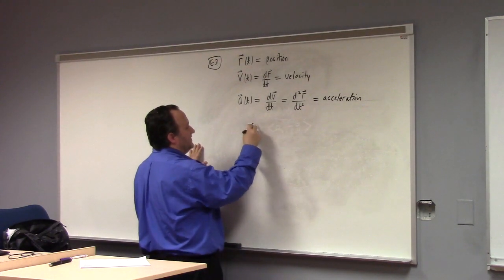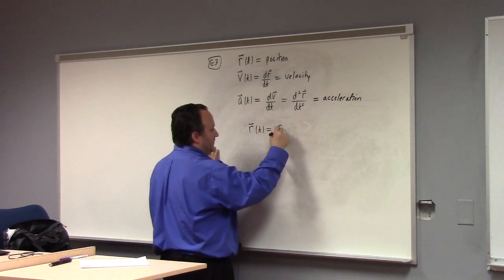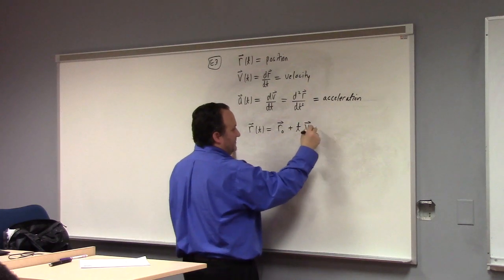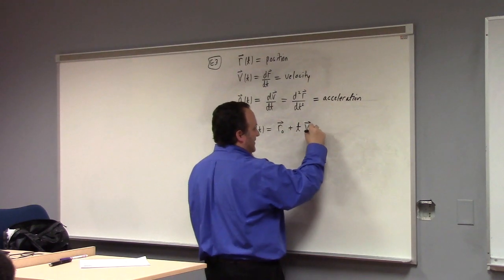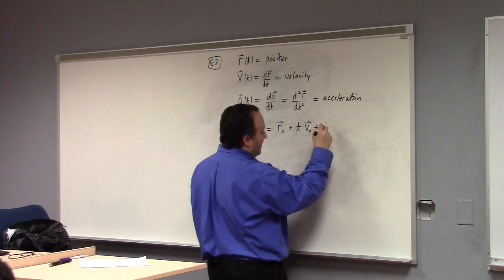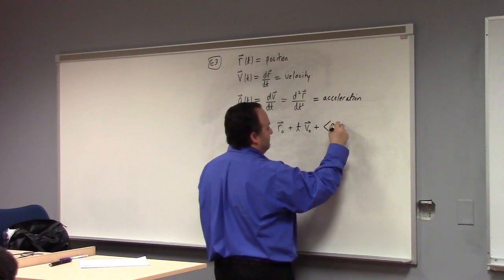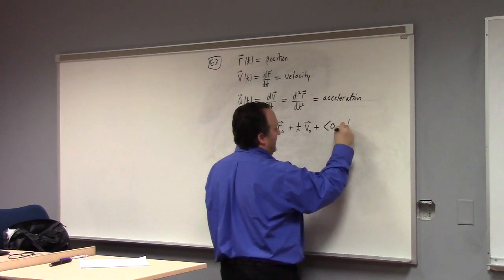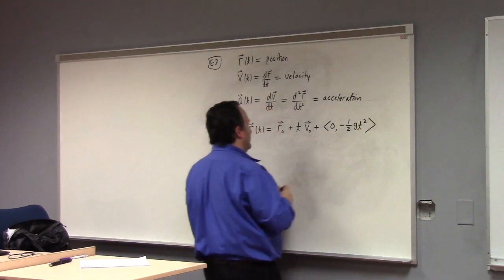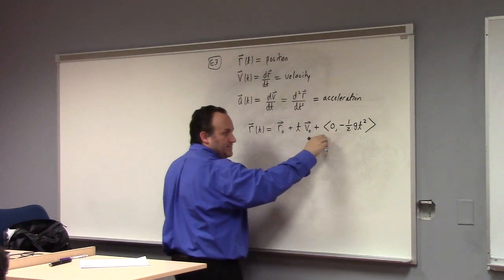So let's suppose that r of t is equal to, let's say, r naught, which is a constant, plus t times v naught, which is a constant, plus 0, minus 1/2 g t squared. So again, constant vector, like this.